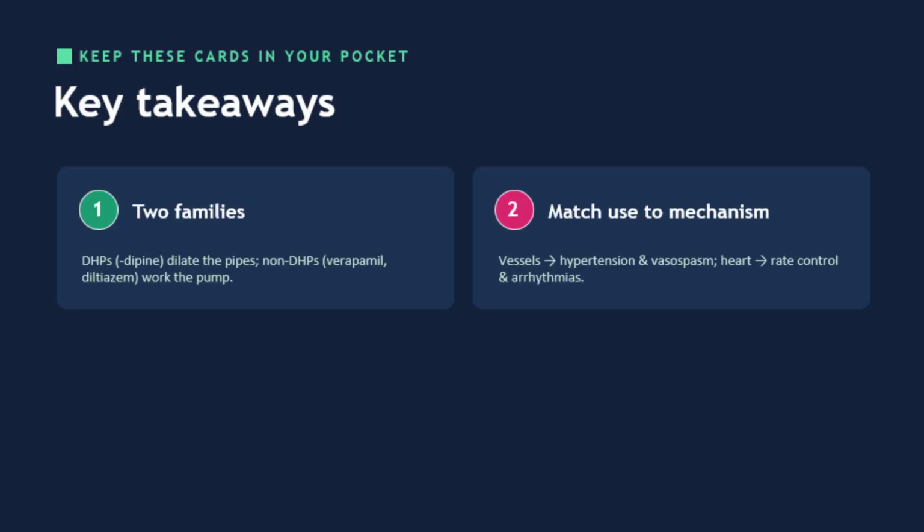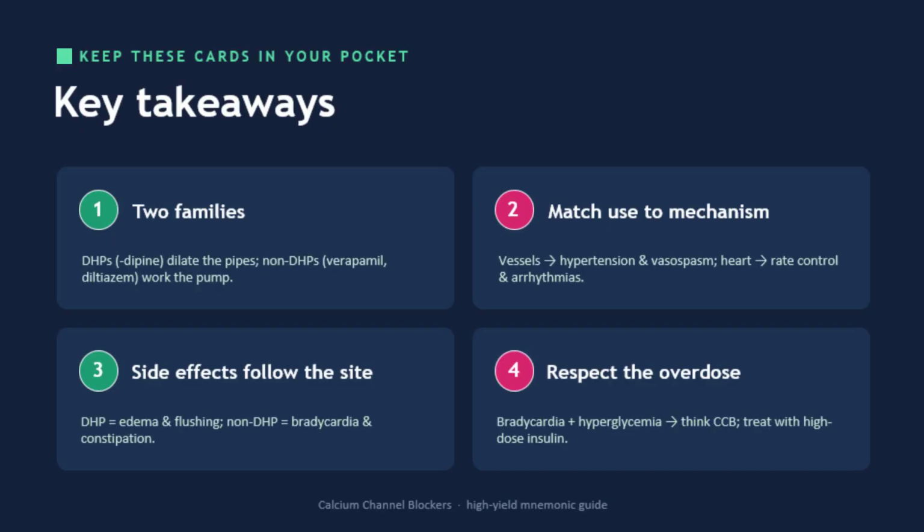And that brings us home, the 4 big takeaways to carry with you. 1. There are 2 families, pipes and pump. Split them and you have won half the battle. 2. Match the use to the mechanism. Do not just memorize, understand. 3. The side effects always follow the site. Vascular for pipes, cardiac for pump. And 4. Respect the overdose. Remember the Brady Bunch and reach for high-dose insulin therapy. That is calcium channel blockers.